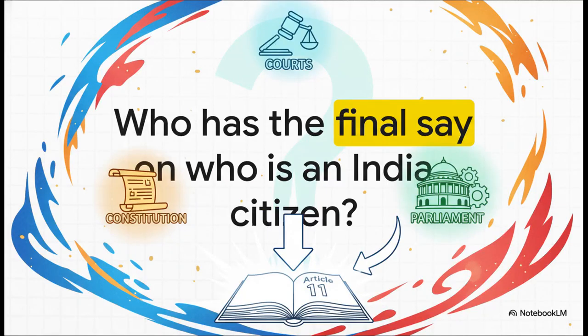So let's start with the big question, the one that frames this entire discussion. Who really has the final say on Indian citizenship? Is it baked into the Constitution itself? Do the courts decide? Or is it Parliament? As we're about to see, Article 11 points to one answer, and its power is, well, surprisingly absolute.